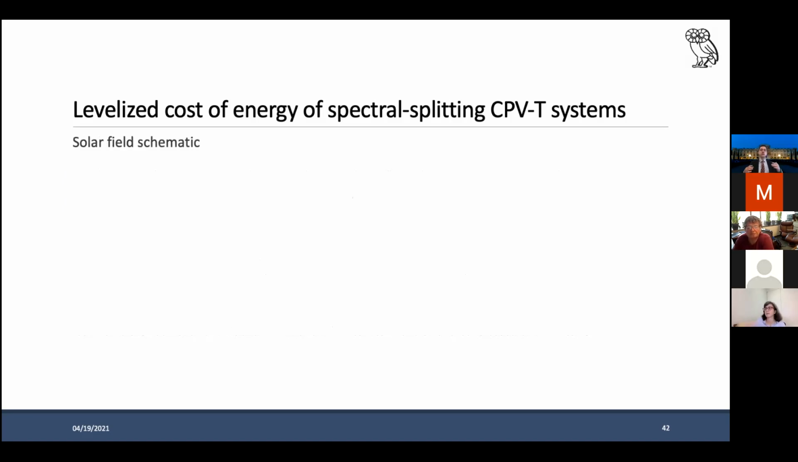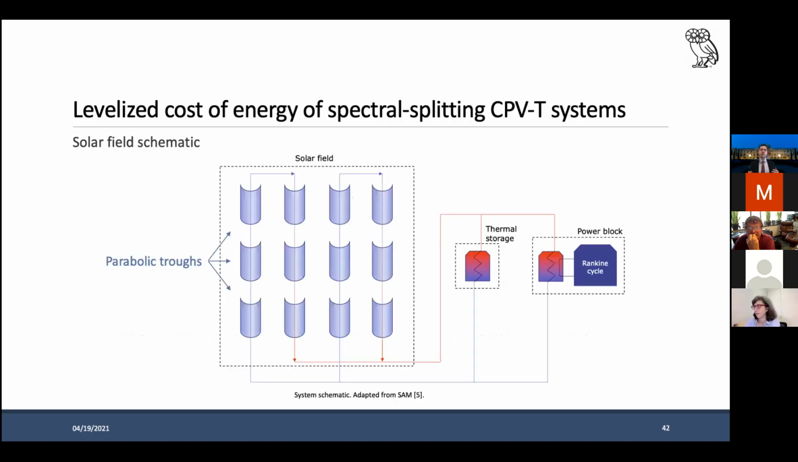Now, when we're talking about the system design, we're not looking at the smaller scale, but rather talking about a solar field. The solar field in this work is composed of a series of parabolic troughs connected to a power block that produces electricity from thermal energy. A thermal storage unit could also be included in a power plant like this one, but in this work, we did not consider thermal storage.